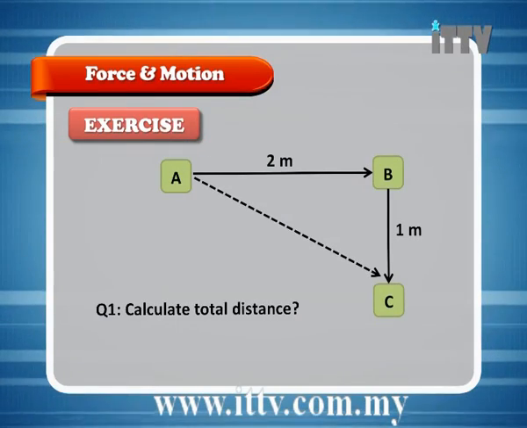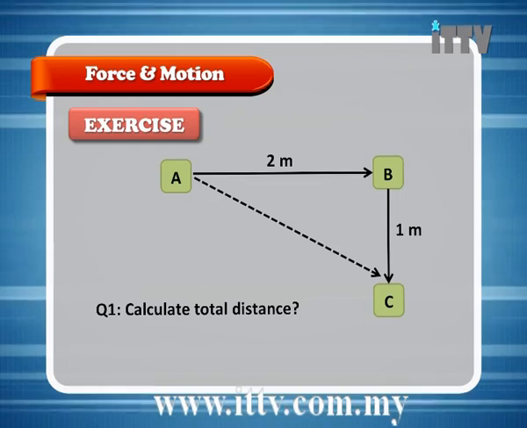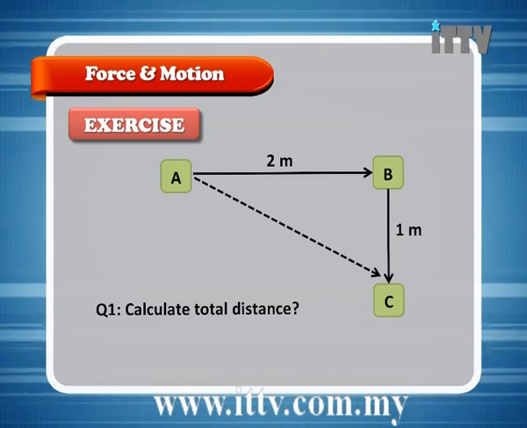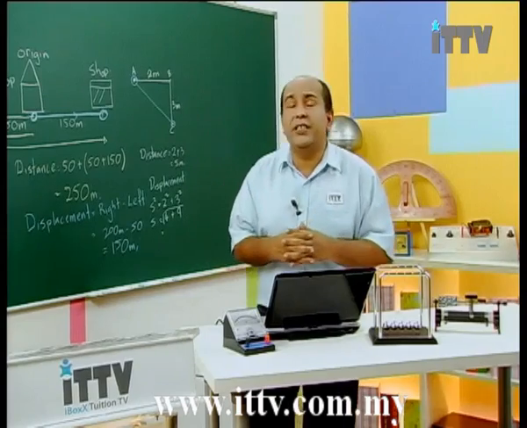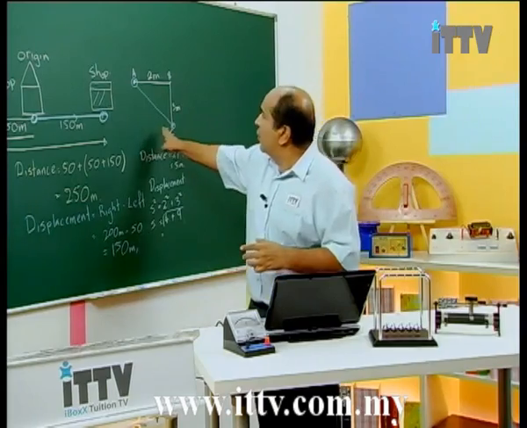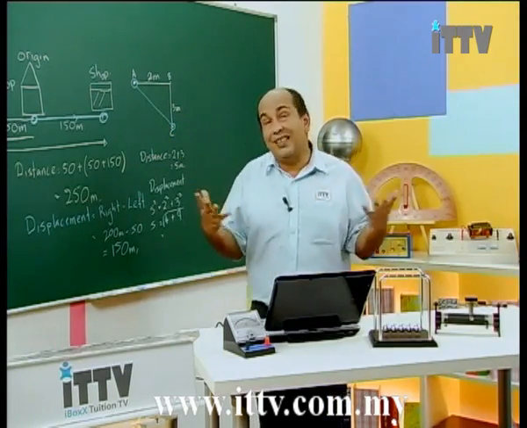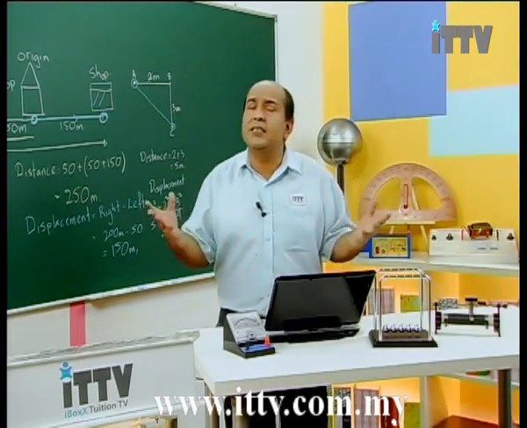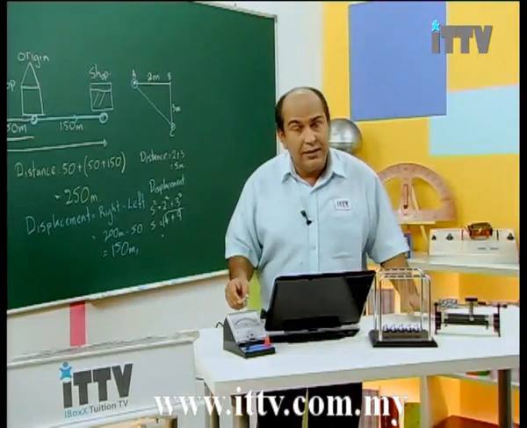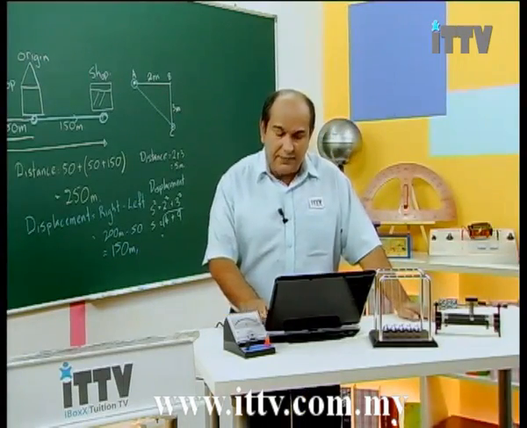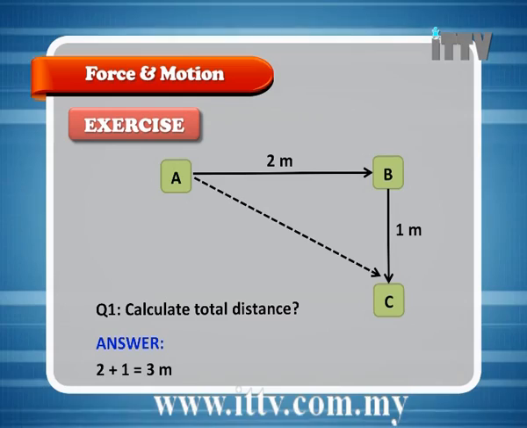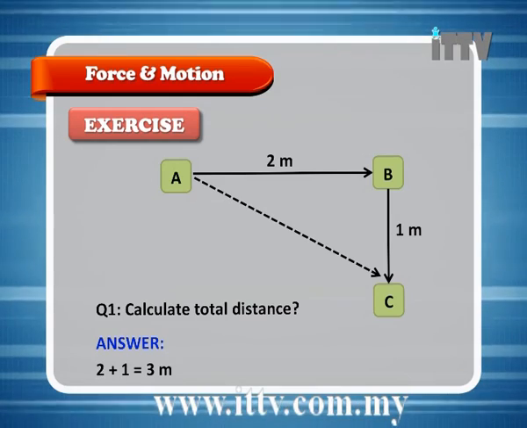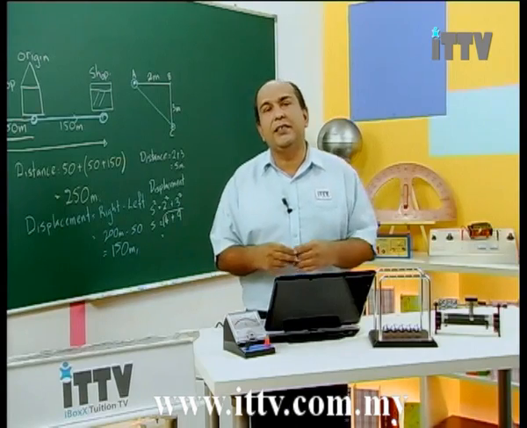Question: calculate total distance. Now, in the diagram you have, we're using a similar question to the one over here. We want to calculate the total distance. Remember, distance is just add up all the length. Let's have a look at the answer. Answer: 2 plus 1 equals 3 meters. So your total distance is 3 meters.